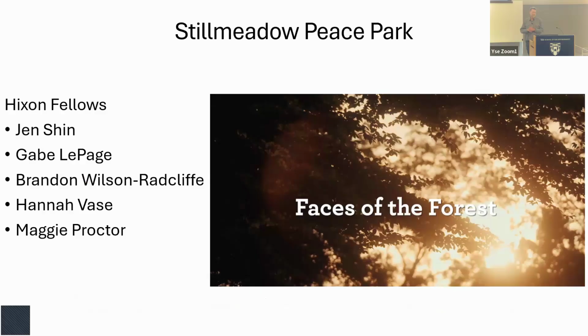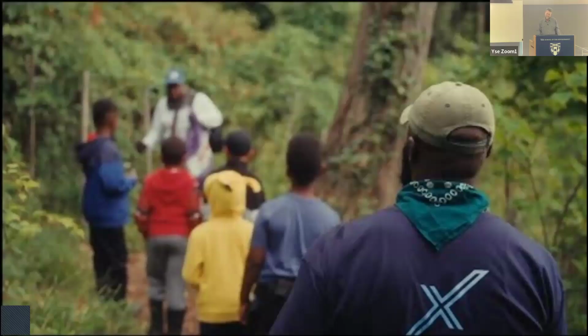So what I'd first like to start talking about is this idea of Still Meadow Peace Park. I want to recognize, and I've had the good fortune of working with the Hickson program, that we've had a number of different Hickson fellows who have built over time this body of work that we're about to see. To enumerate some of those people: Jen Shin, Gabe LePage, Brandon Wilson Radcliffe, Hannah Vase, and Maggie Proctor have all worked on this project. So I'm going to start this video and sit down for a moment.